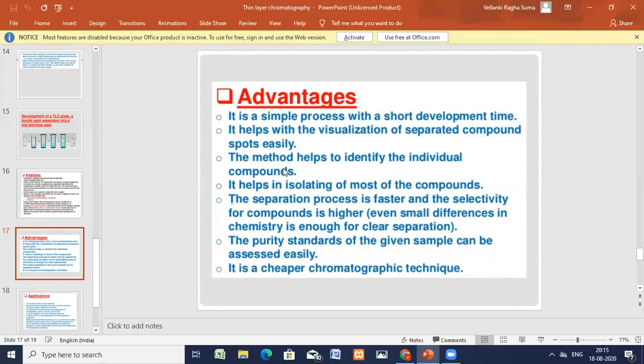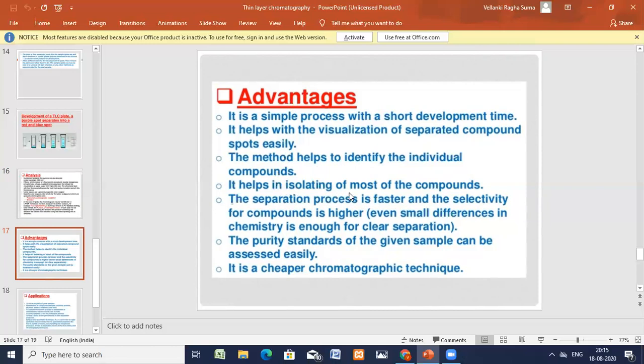And preparation is possible even with thick layers. The stationary phase is almost chemically inert. It is a simple process with short development time. Visualization of separated compounds is easy. Here the method develops to identify the individual components.